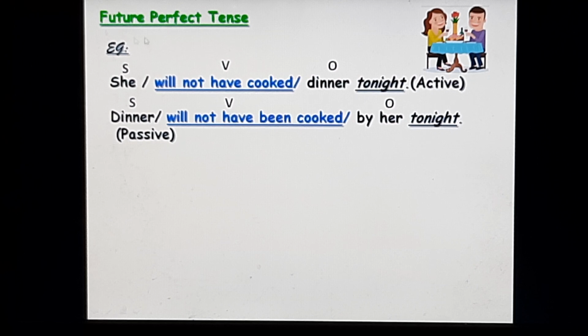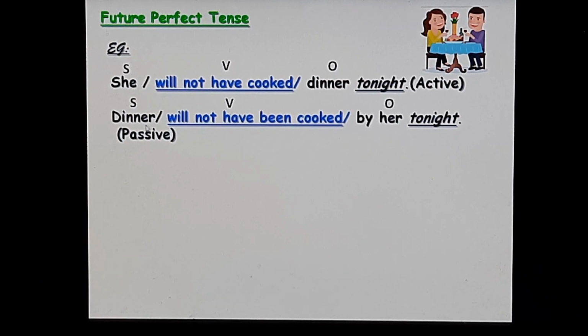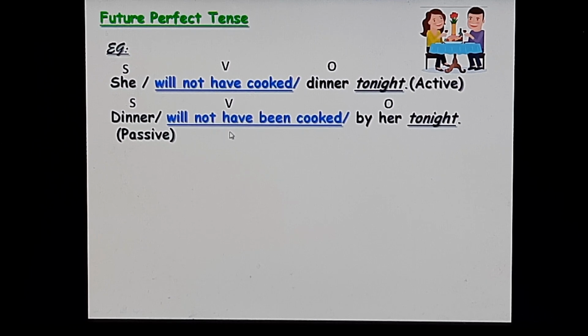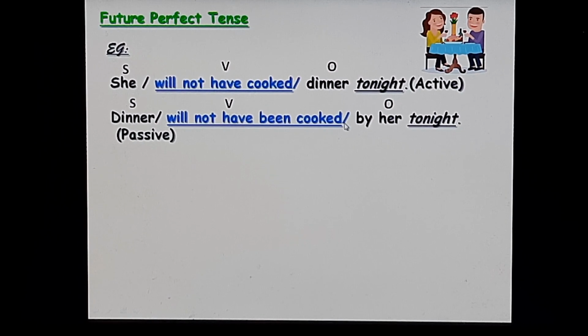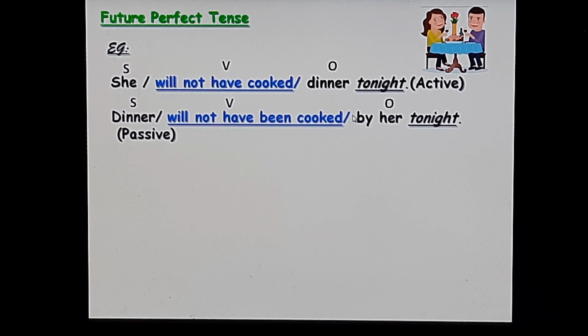Now let's see the future perfect tense. Example, she will not have cooked dinner tonight. Dinner is your subject, will not have been cooked. Will not have is your perfect tense verb plus been for the passive form cooked in the past participle tense. By her tonight is the extra addition. So dinner will not have been cooked by her tonight.